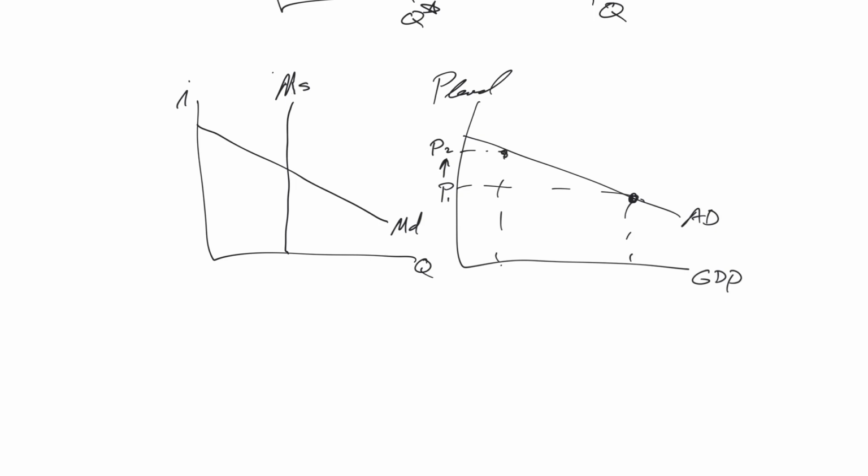And as a result, we have a collapse of GDP. Okay, so we move along the aggregate demand curve from here to here. So if the price level rises, that means, okay, think of it this way.